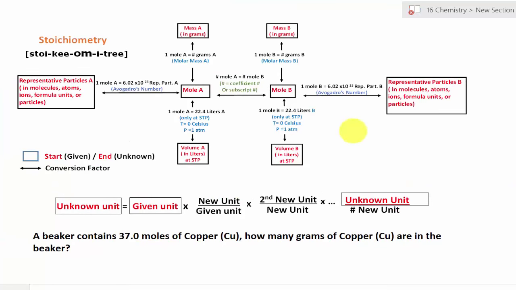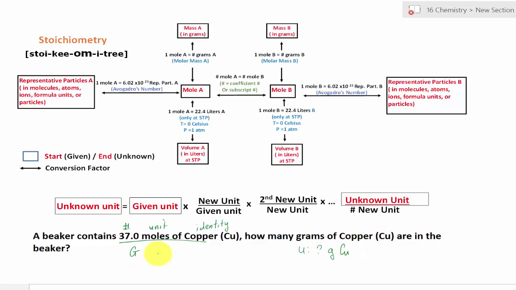So let's try this problem. Here we have a beaker containing 37.0 moles of copper. How many grams of copper are in the beaker? Here is our given, which is 37 moles of copper. So this is the number, this is the unit, and this is the identity of the substance. So that's our given. What are we looking for? How many grams of copper? So the unknown is question mark grams, abbreviated with the letter g, and the symbol Cu for copper.